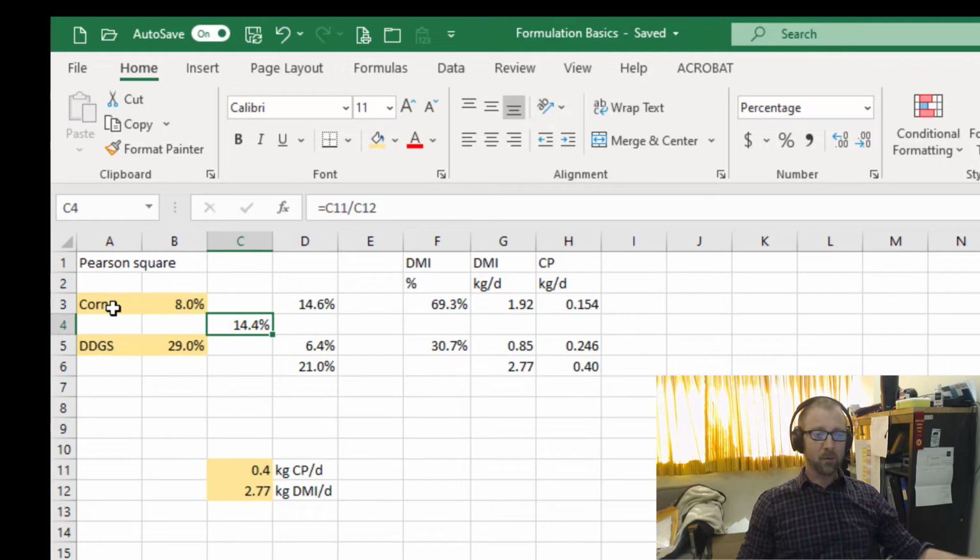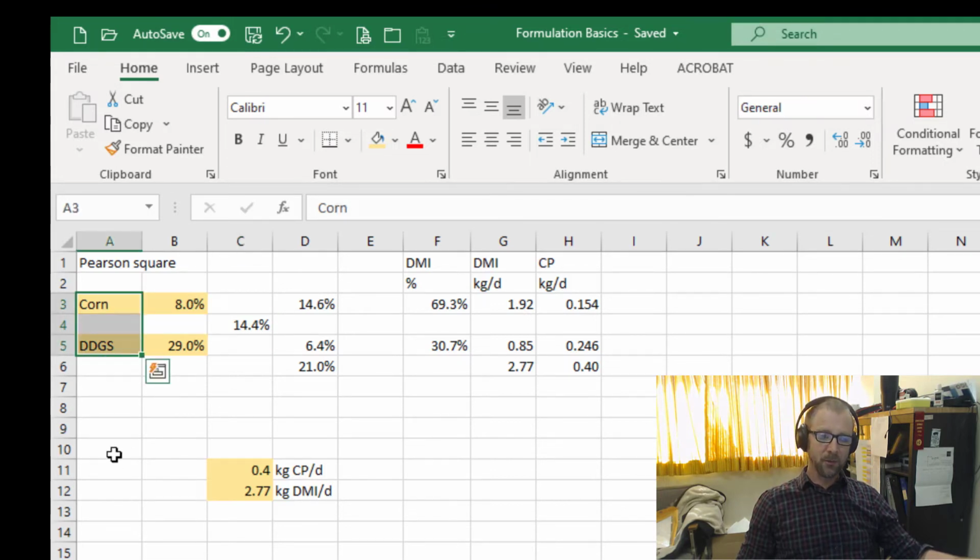All right, next we're going to step it up considerably because, as you probably already have guessed, how often do we feed only just 2 feeds? Usually we feed considerably more feeds, and so I'm going to show you how to do that as well.